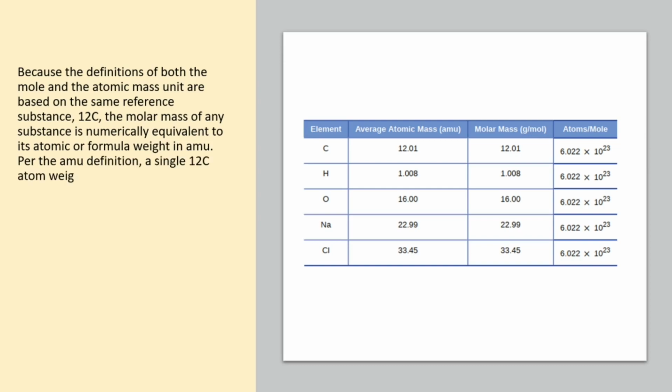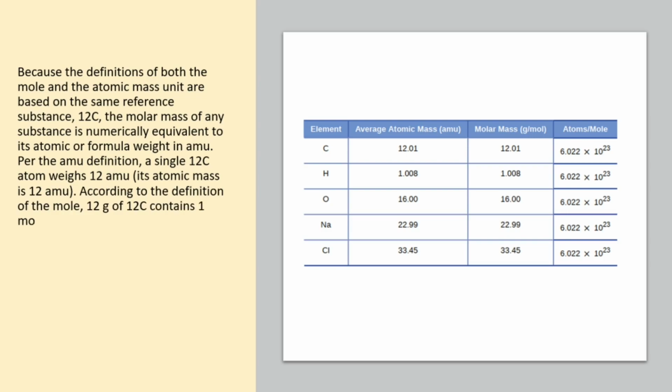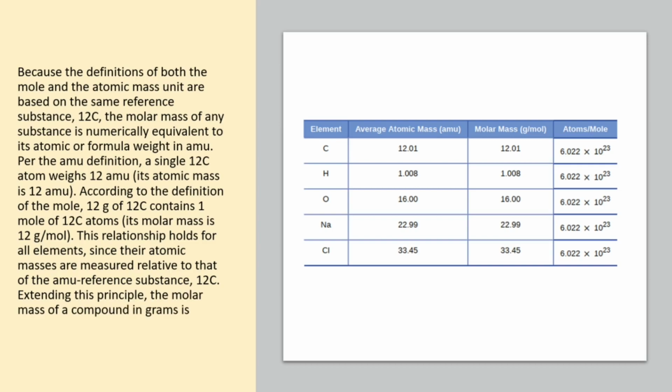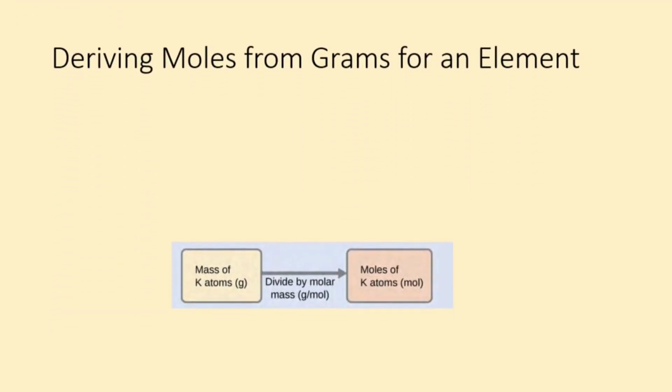For the amu definition, a single 12C atom weighs 12 amu, its atomic mass is 12 amu. According to the definition of the mole, 12 grams of 12C contains 1 mole of 12C atoms, its molar mass is 12 grams per mole. This relationship holds for all elements, since their atomic masses are measured relative to that of the amu reference substance, 12C. Extending this principle, the molar mass of a compound in grams is likewise numerically equivalent to its formula mass in amu.